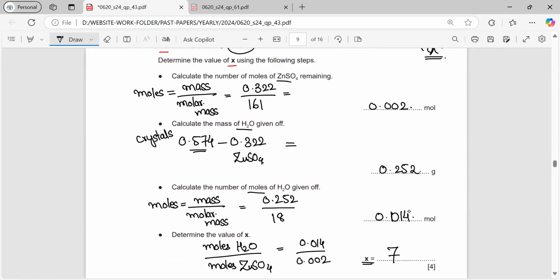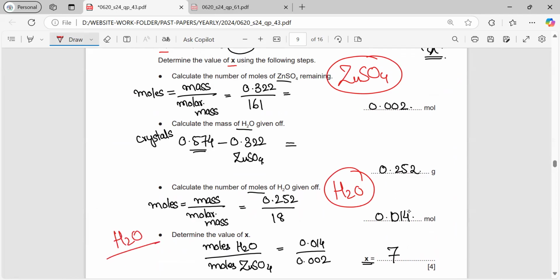First, we'll find out the number of moles of the salt. Then we'll find out the number of moles of water. Then we'll do the moles of water divided by the moles of zinc sulfate. And we get the answer, which will always be a whole number.